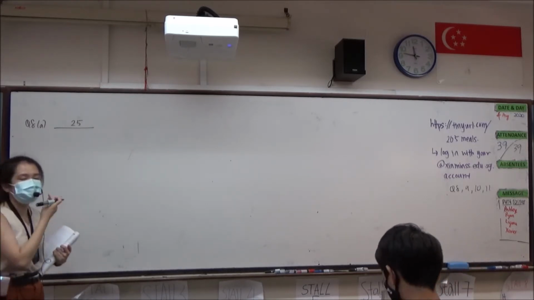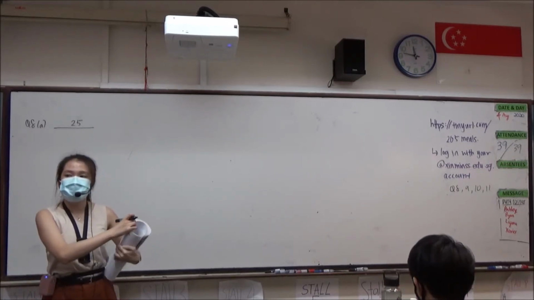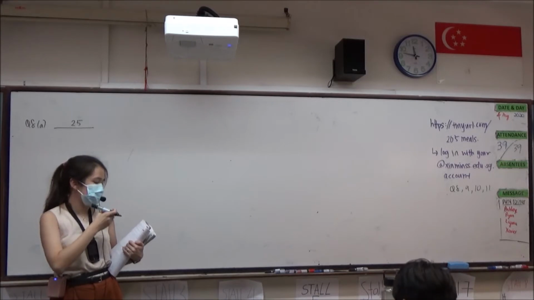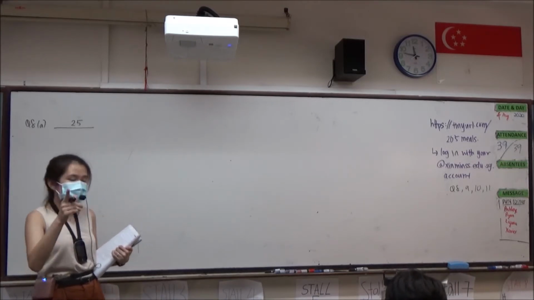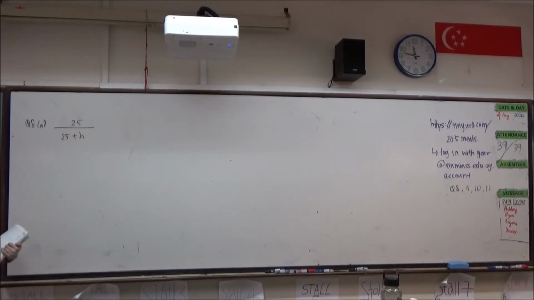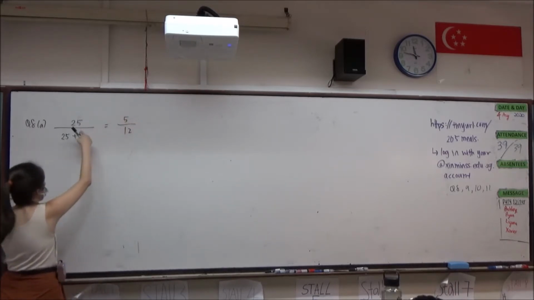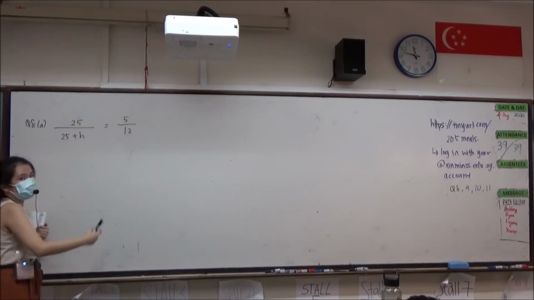So what is the total number of presents? How can I express it as an expression? 25 plus H, good. So this will be the probability of getting a red present. And now the question says that it is 5/12. So the fraction here will simplify to 5/12.